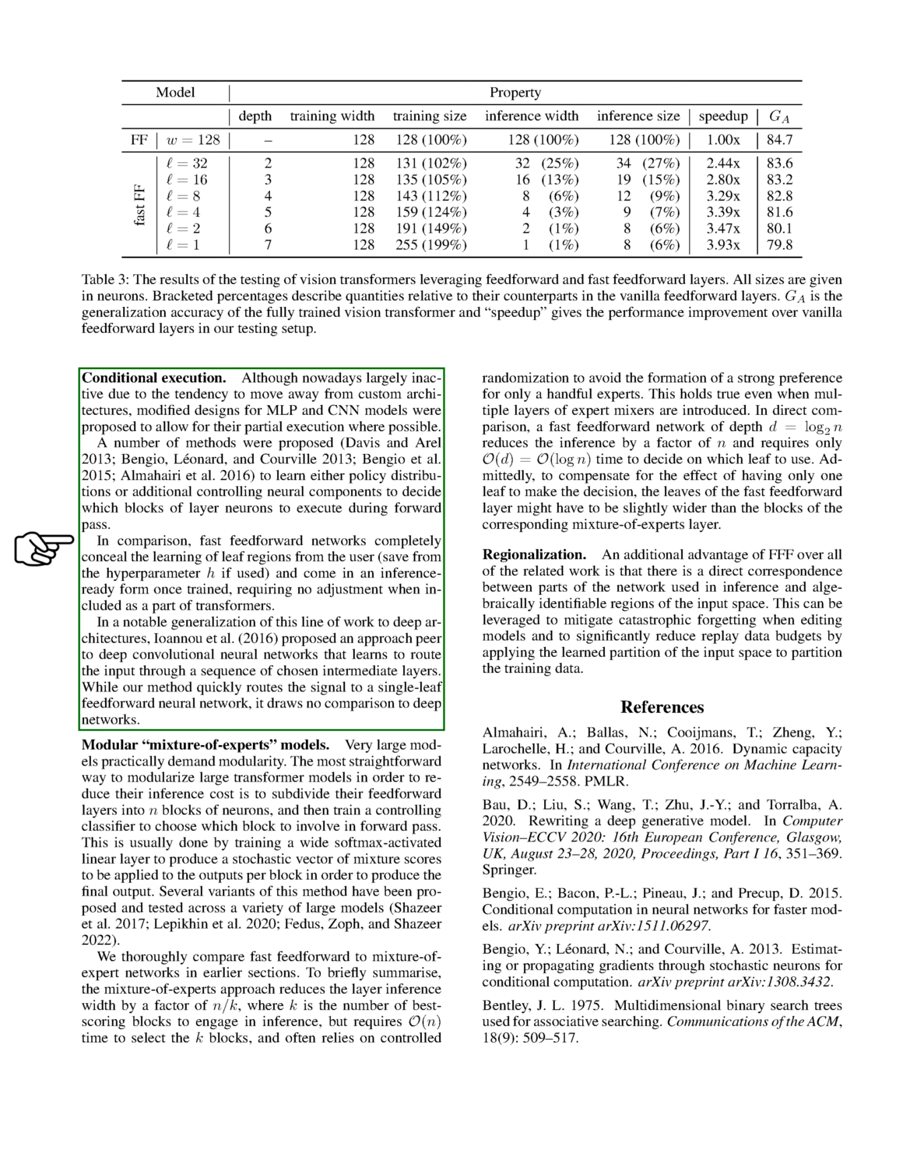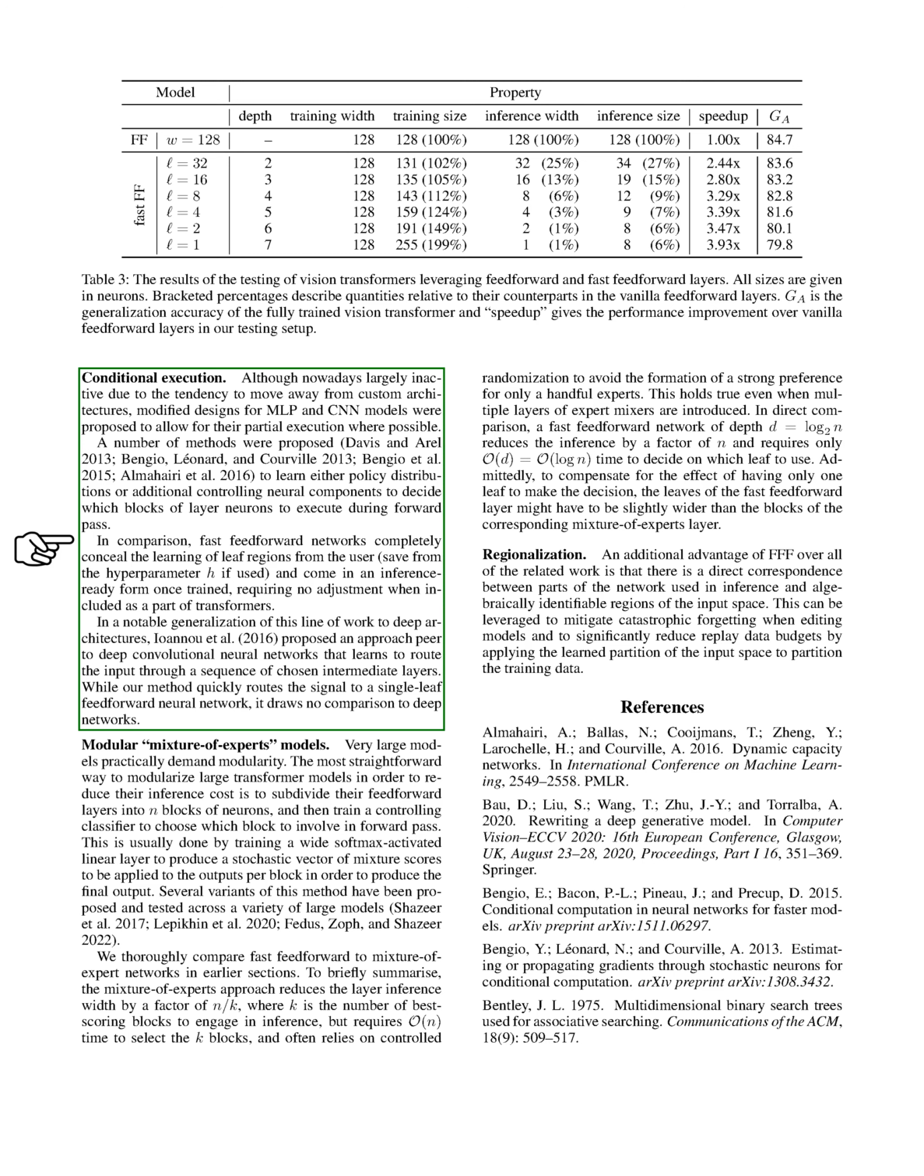In contrast, fast feed-forward networks simplify this process. They hide the learning of leaf regions from the user, except for the hyperparameter h if used, and are ready for inference once trained. This means they don't need any adjustments when included as part of transformers. There was also an interesting approach proposed that is similar to deep convolutional neural networks. It learns to route the input through a sequence of chosen intermediate layers. However, our method, which quickly routes the signal to a single leaf feed-forward neural network, doesn't compare to deep networks.